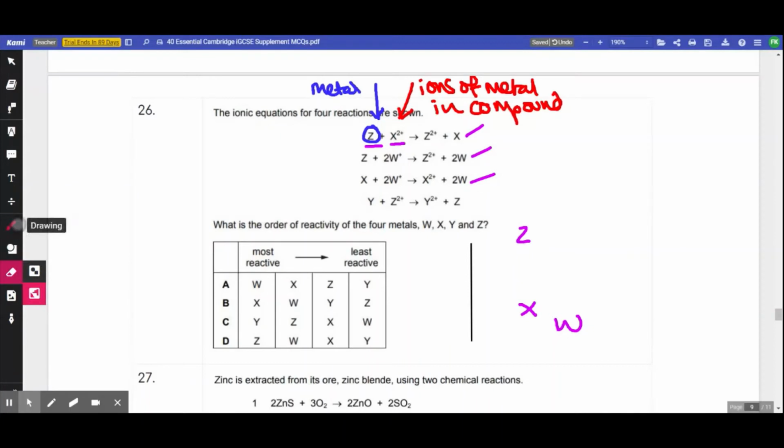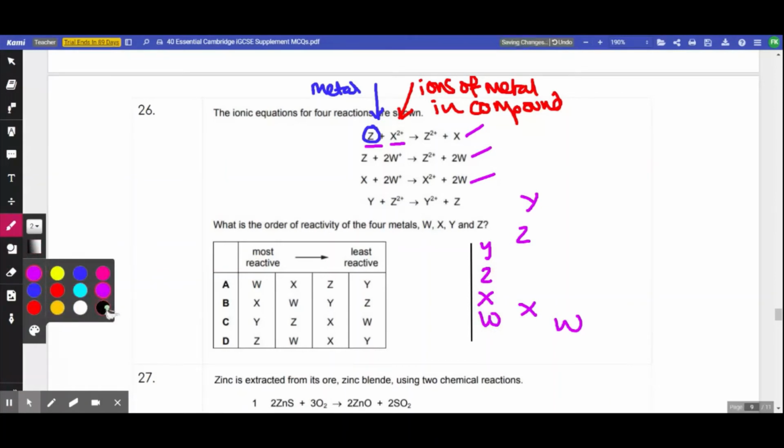And let's have a look at the fourth piece of evidence. Y is above Z, so Y is right above here. In the final order, we've got Y, we've got Z, we've got X, and finally we have W. So that is the final order from the most to the least reactive metal here.